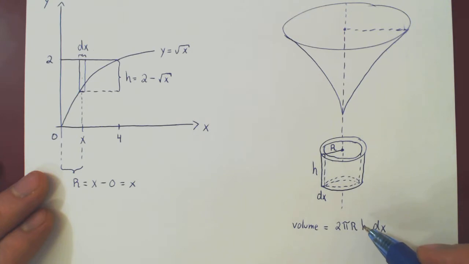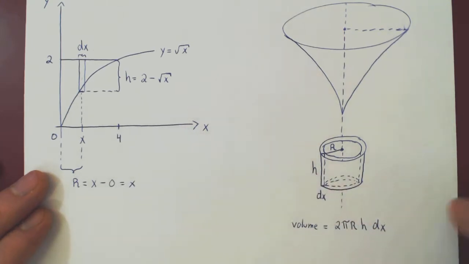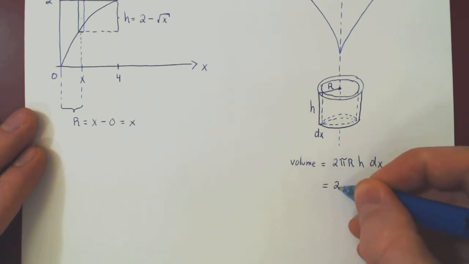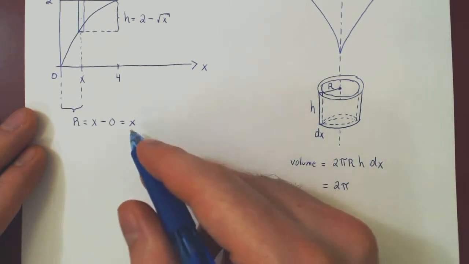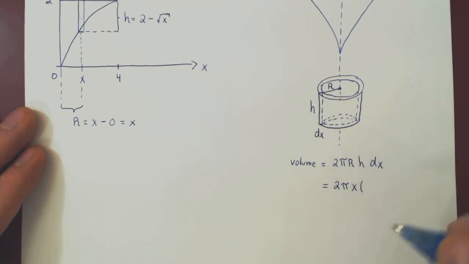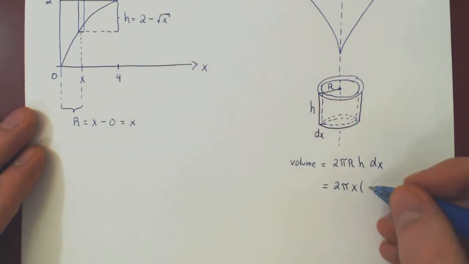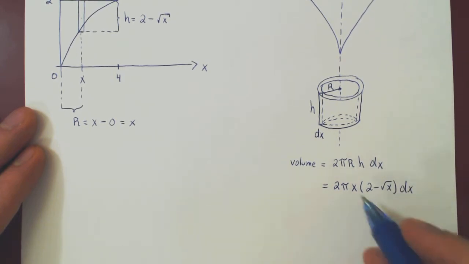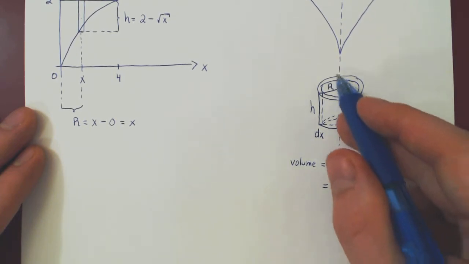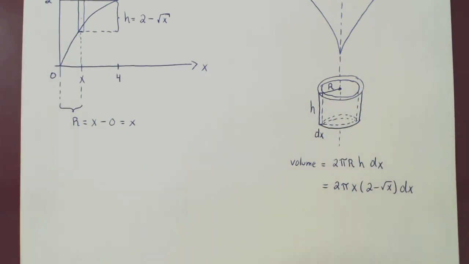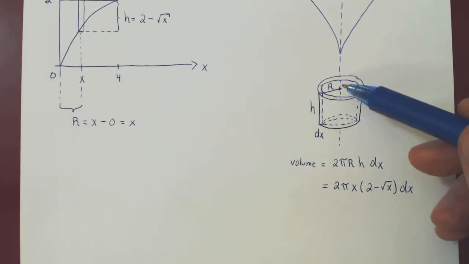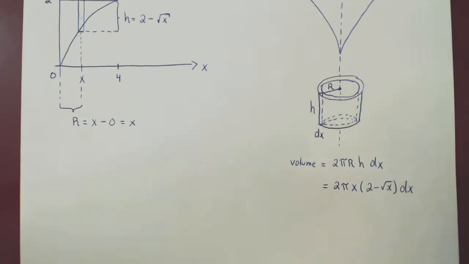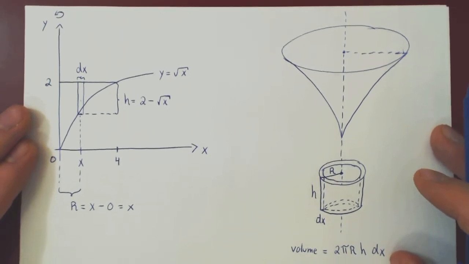And now we have found the radius and the height, so we can substitute in. This will be 2 pi. The radius is quite simply x, so 2 pi x. The height is 2 minus root of x. And of course the thickness dx. So now we have the volume of a small cylindrical shell. The question is, how do we, from knowing the volume of such a cylindrical shell, obtain the volume of the total solid of revolution?